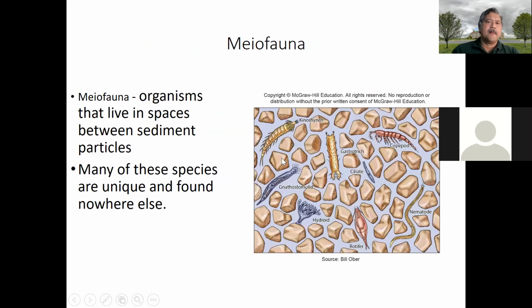Okay. All right. I think I mentioned meiofauna already, but meiofauna are organisms that live in spaces between sediment particles, and many of these species are unique and found nowhere else. They're hard to find, though. They say that there are 1.6 million different types of organisms that have been discovered and named. And by taking a look at the mathematics of it, it looks like there may be 4 million species on Earth, or animal species on Earth, that we still need to classify.